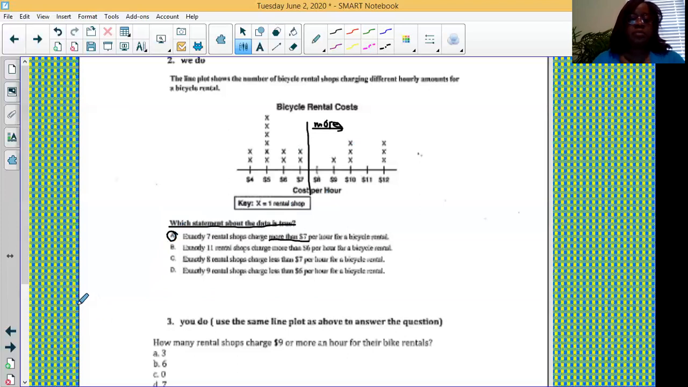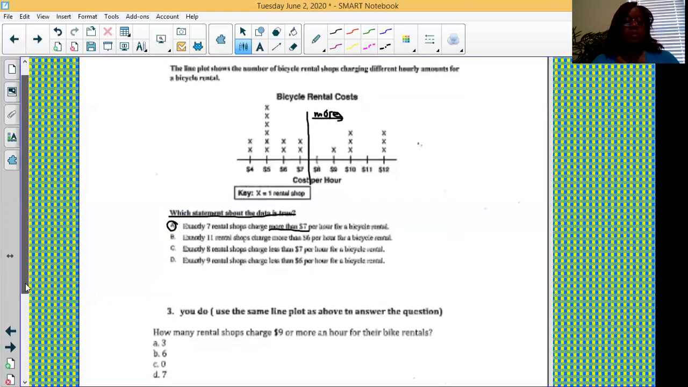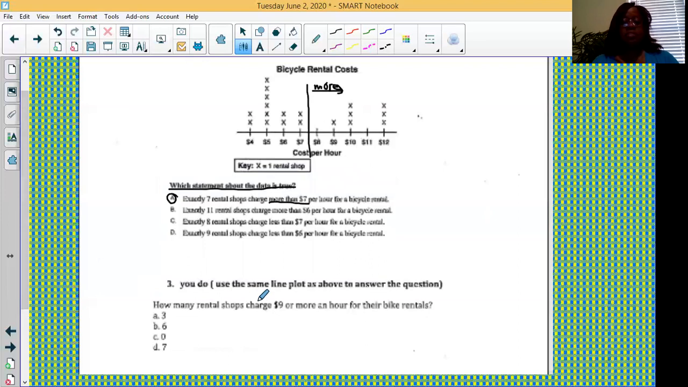It says, how many rental shops, we're down here, how many rental shops charge $9 or more an hour for their bike rentals? So again, you look up here, it says charge $9 or more. So starting at $9 and going up to more than $9. That is your job to figure out how many of them charge $9 or more an hour for a bike rental. That's your job.